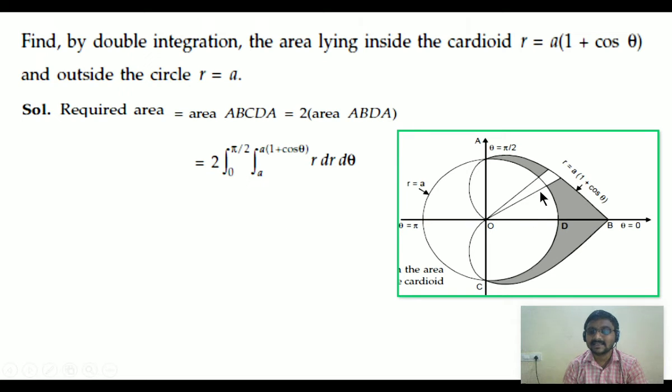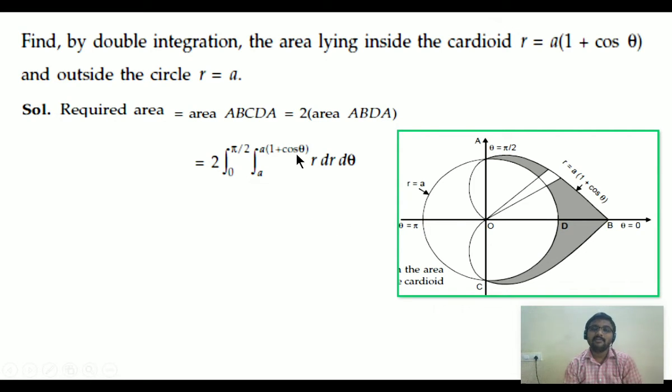So r varies from a to a into 1 plus cos theta. For the upper part, theta varies clearly from 0 to only pi by 2. Don't take theta as pi. Here we have to find the area in the first quadrant, that is, theta moves from 0 to pi by 2. The upper half area is multiplied by 2 because the whole region is symmetrical about the initial line.